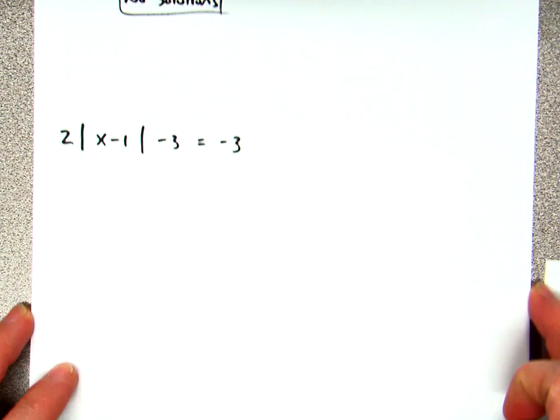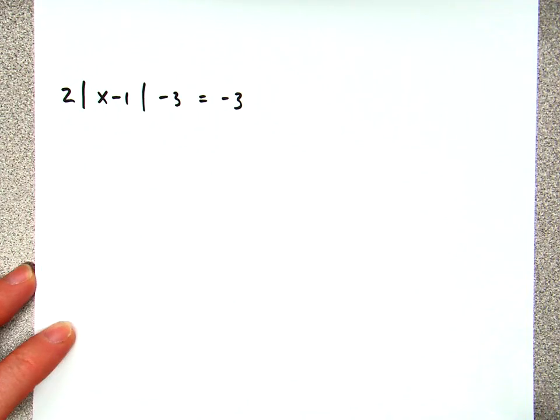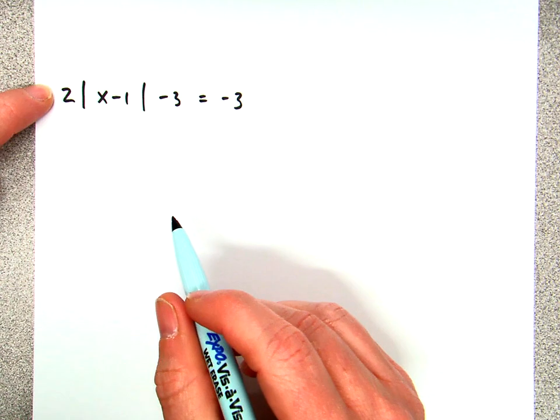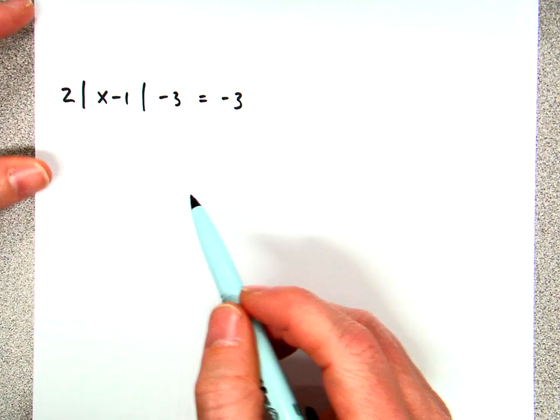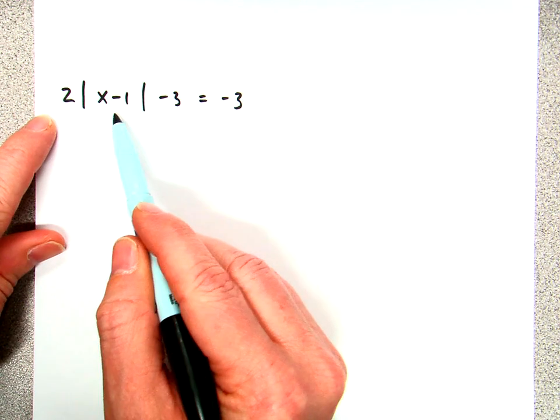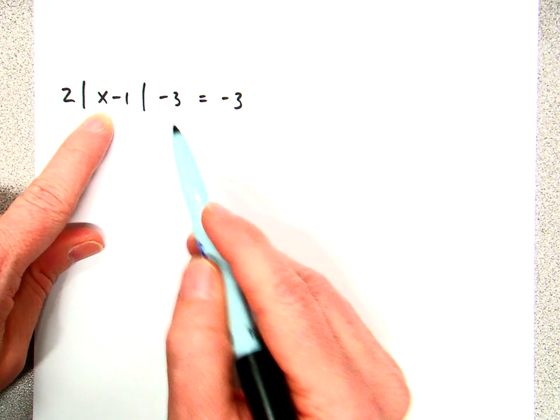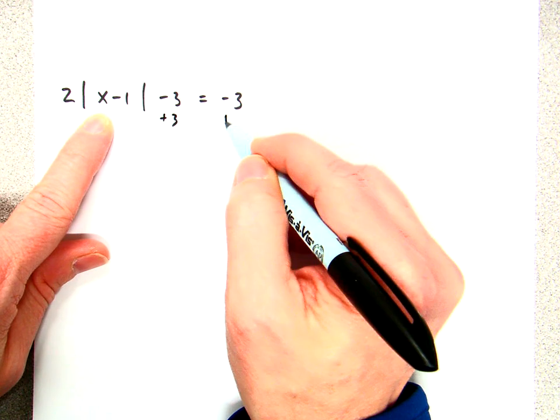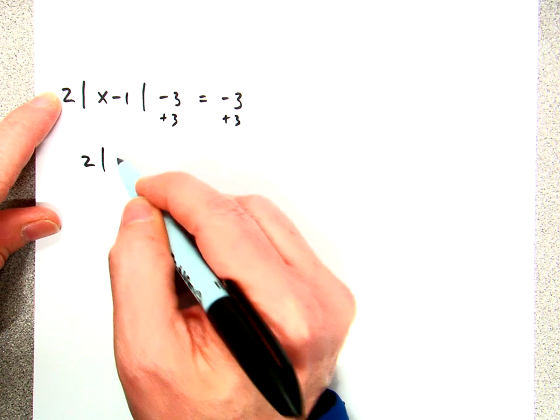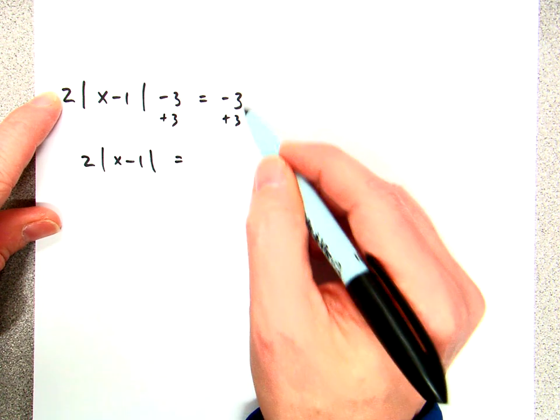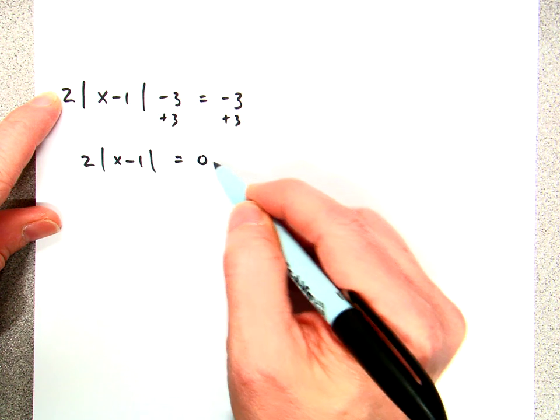All right, let's try this one. So again, I got an absolute value. I need him alone. Once I get him alone, I can split them into all possibilities. So this 2 is attached to the absolute value. I'm going to move the 3 first so we can add. Right? So we got the 2, x minus 1, negative 3, and 3 is 0.